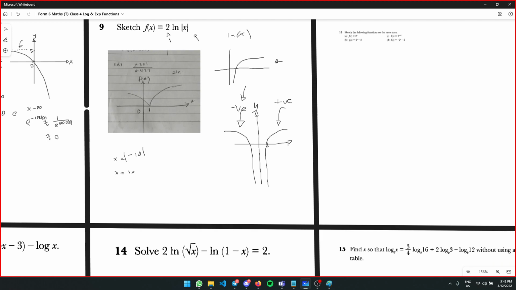Okay, so can you guess what this value is? Or don't guess, just tell me what this value is. This value is 1. Yeah, this one will be negative 1.